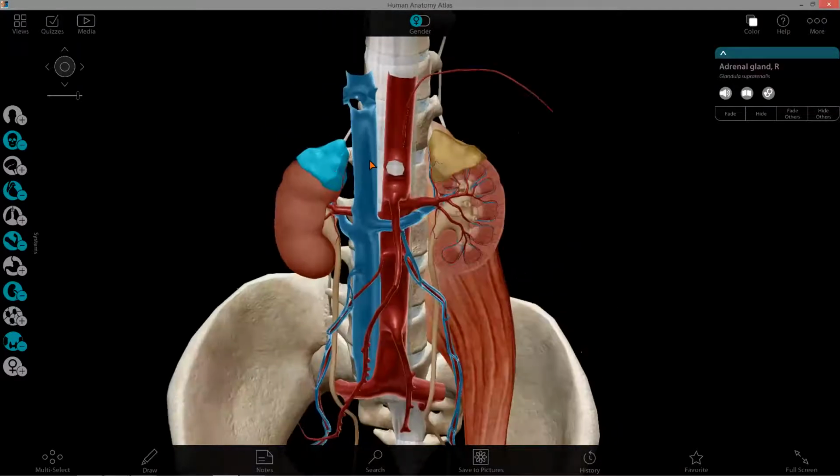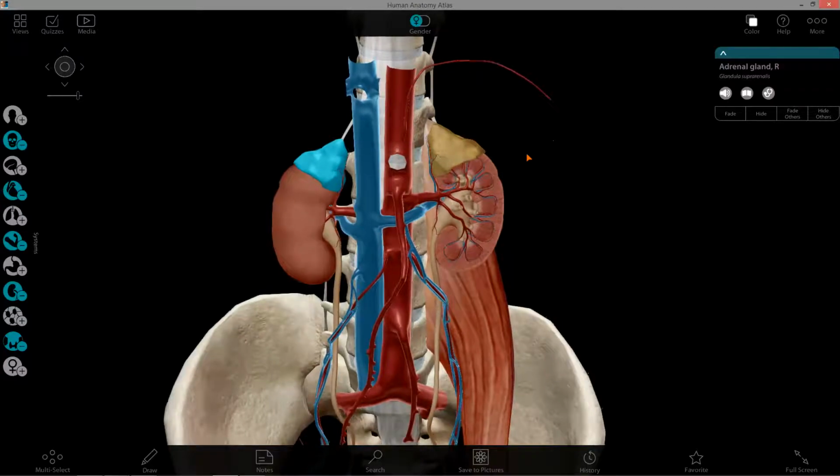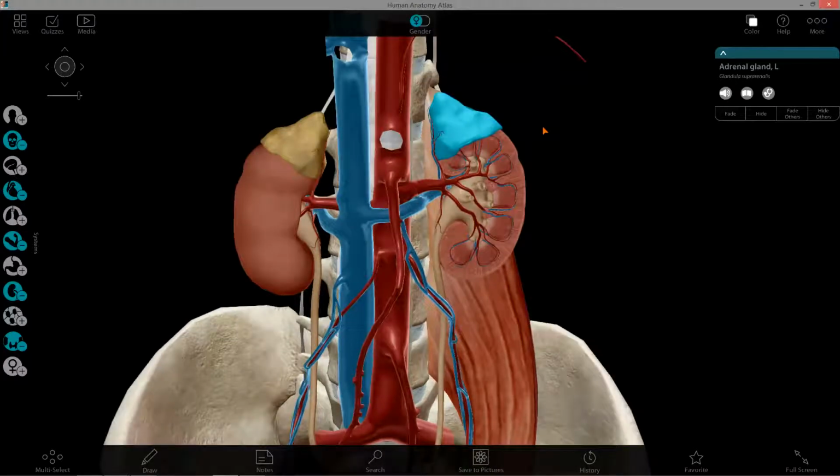The blood supply of these glands: there are three primary blood supplies, the superior, middle, and inferior suprarenal arteries. Now, each of these arteries comes from a different place. The superior comes from the inferior phrenic artery, the middle comes from the abdominal aorta, and the inferior comes from the renal artery.